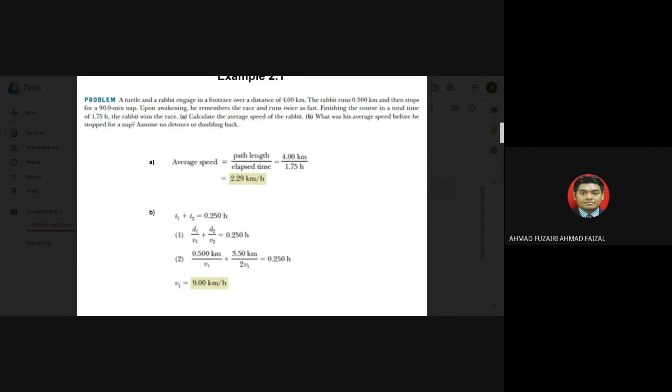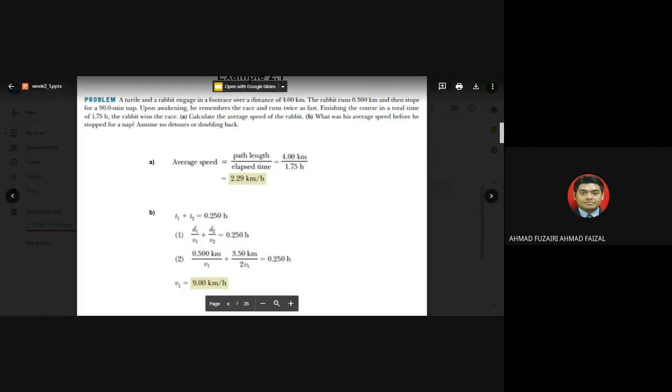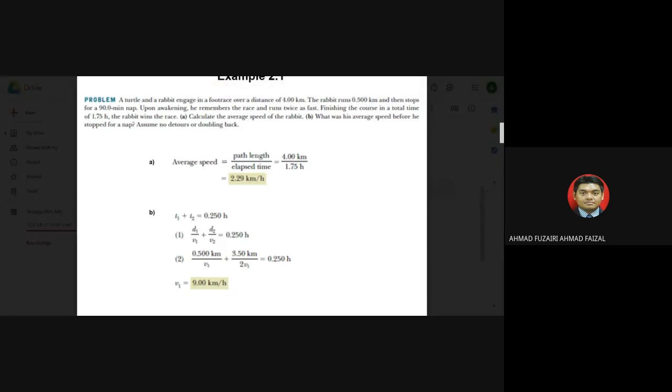Okay, so that's why we are saying here there are two different times taken. You can see T1 plus T2 is equivalent to 0.25. See, 0.25 is the difference between the nap and the time taken for overall winning. Overall winning 1.75, and bila dia nap dia ambil lagi masa 1.5. Jadi dia ambil masa hanya berapa lama? 0.25 sahaja, 0.25 hour sahaja untuk dia berlari.